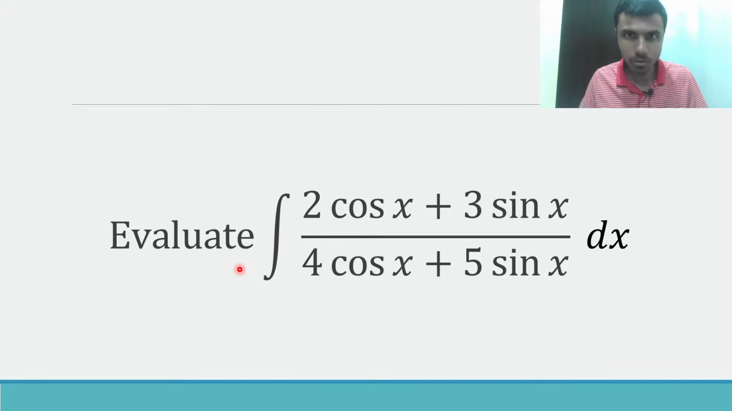Now let us see how to solve this given question. Here we need to evaluate the integral of (2 cos x plus 3 sin x) by (4 cos x plus 5 sin x). Whenever an integral is of this form, I mean there is just sine and cos in the numerator and sine and cos in the denominator, if this is the case, fine.